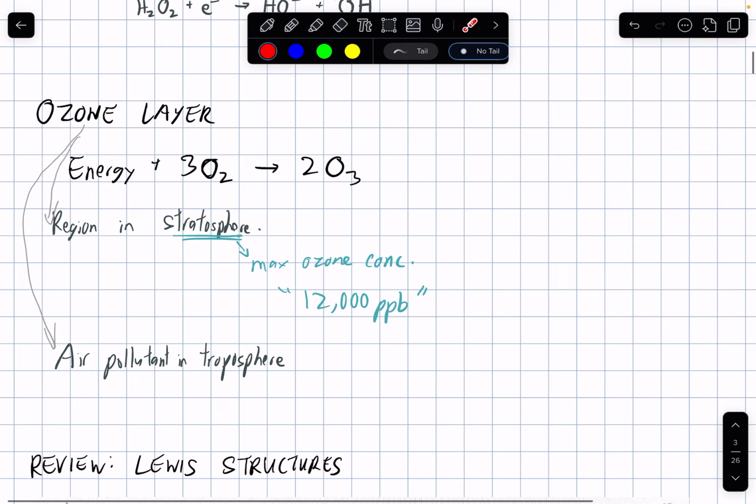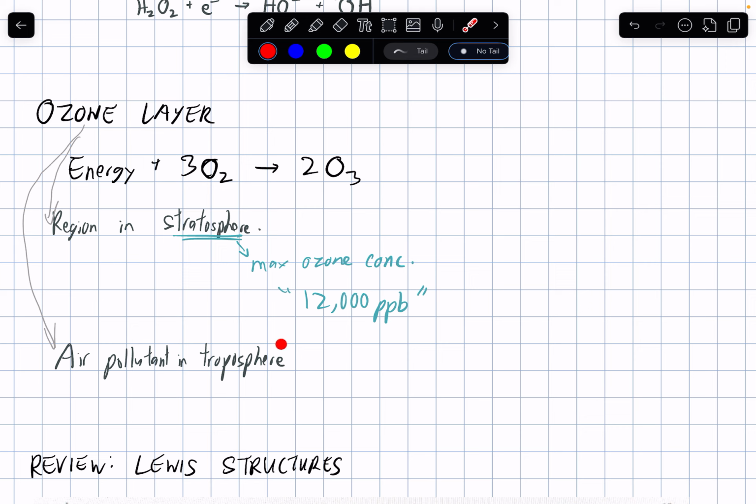So the ozone layer, how ozone is produced: you have energy and 3 oxygen molecules. That way you produce 2 ozone molecules. Mostly, again, it is situated in the stratosphere, the layer in the atmosphere that has the maximum ozone concentration, around 12,000 parts per billion, or ppb. It is not good for ozone to be present in the troposphere, although realistically there is, but it's kept to a minimum.